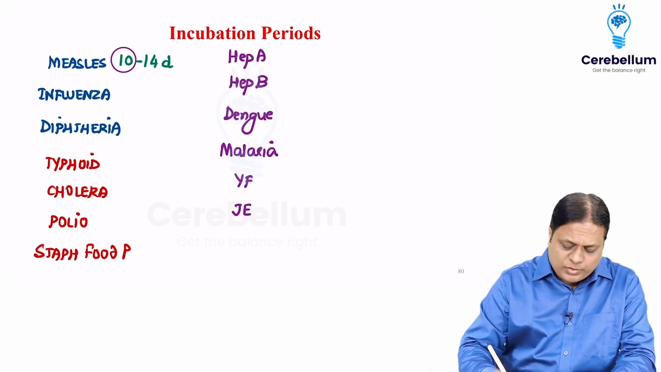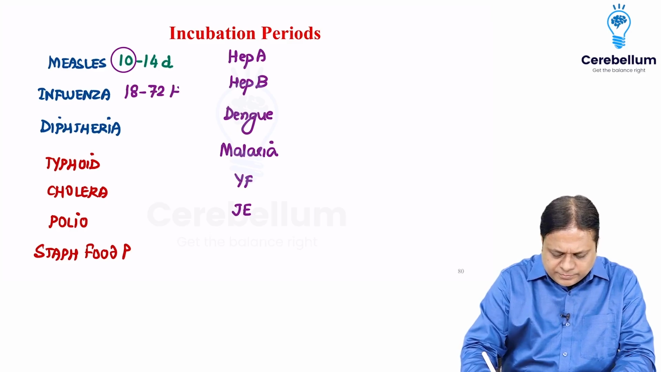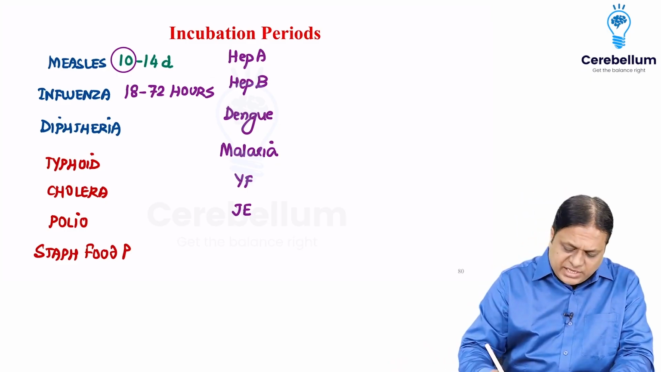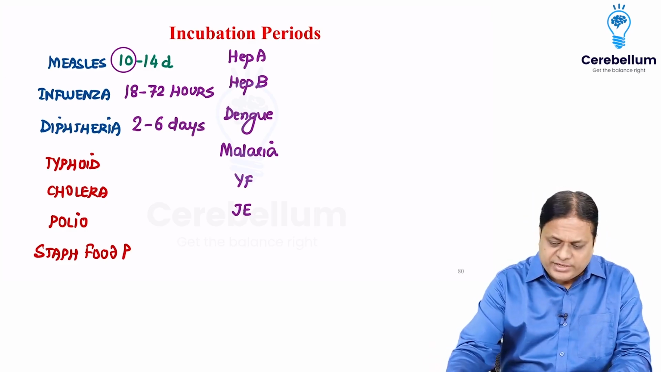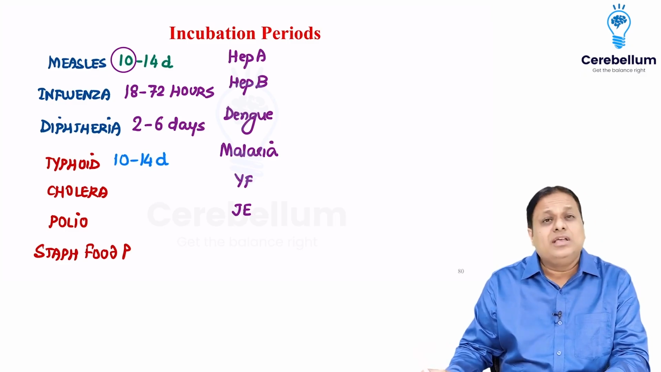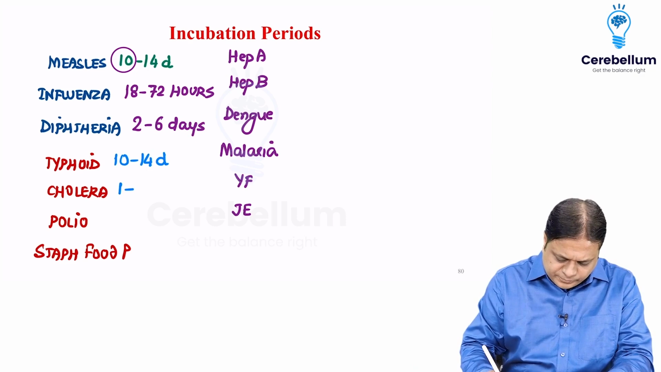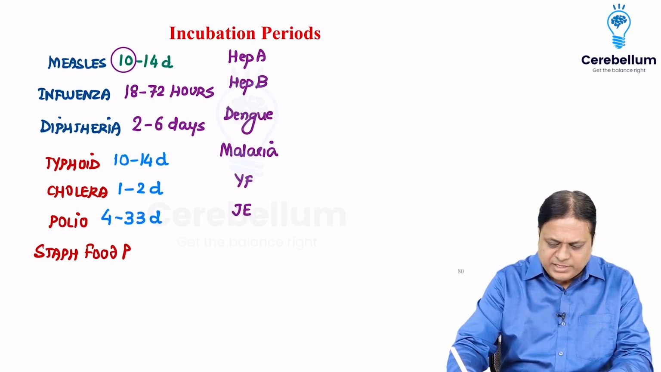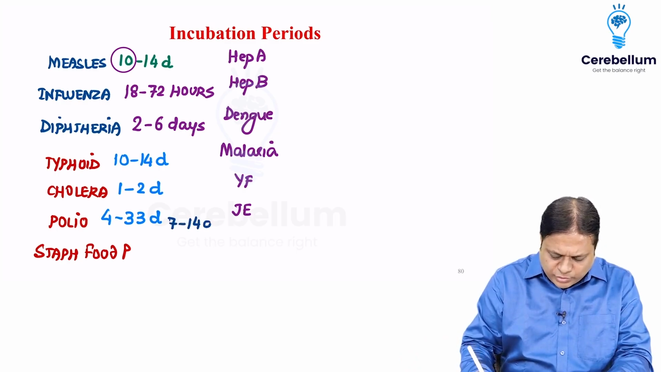When we look at influenza, it is 18 to 72 hours, 1 to 3 days, and diphtheria is 2 to 6 days. Typhoid has an incubation period of 10 to 14 days like measles. Cholera has a very short incubation period of 1 to 2 days. Polio is 4 minimum, 33 maximum days. If it is not given in the choices, the average is around 7 to 14 days.